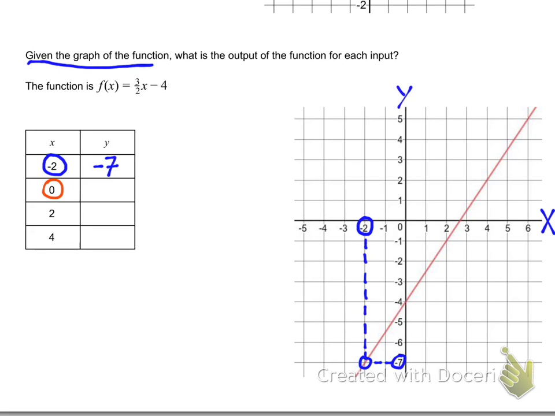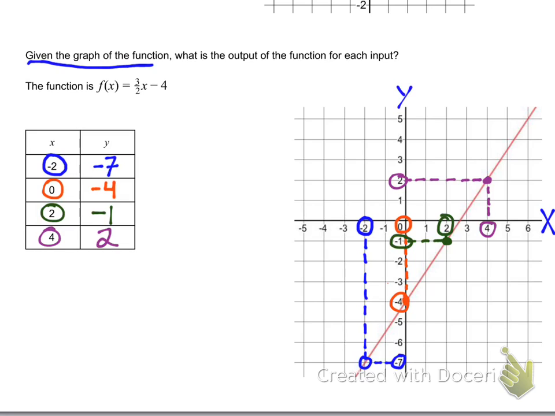Let's do the next one. 0 is right here. That's a dotted line all the way down to -4 is the output. Remember, this is just the way points are. Every point is an input-output pair, where the input is the x and the output is the y. If we look at 2, 2 is right there, it goes down to the line, and that output is -1. If the input is 4, I want you to go ahead and figure that out. All right, do you guys figure it out? And then the output is +2.